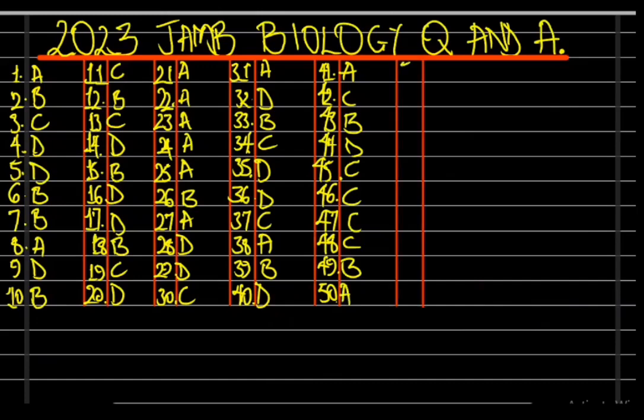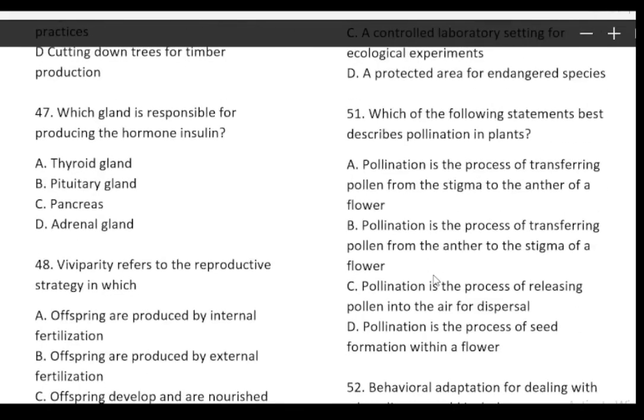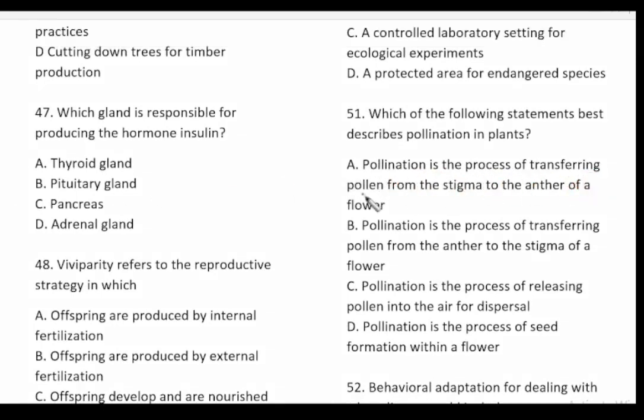So we move to question 51. Which of the following statements best describes pollination in plants? A. Pollination is the process of transferring pollen from the stigma to the anther of a flower. B. Pollination is the process of transferring pollen from the anther to the stigma of a flower. C. Pollination is the process of releasing pollen into the air for dispersal. And D. Pollination is the process of seed formation within a flower.